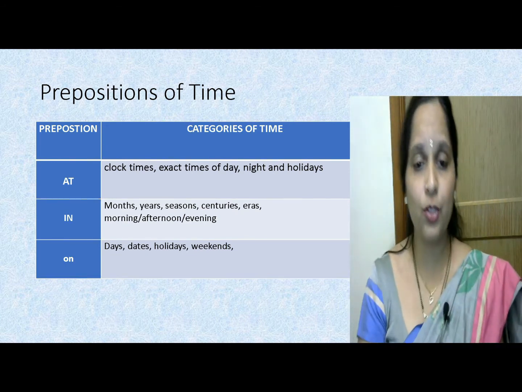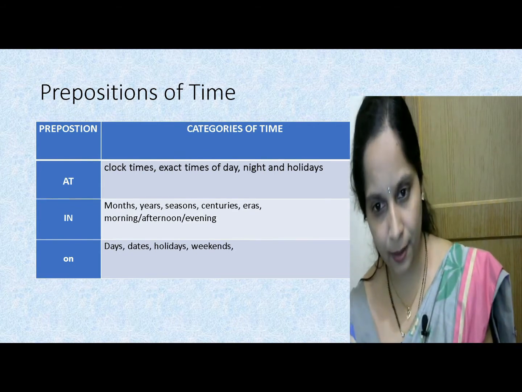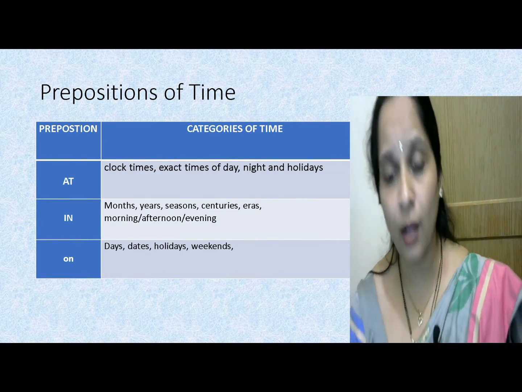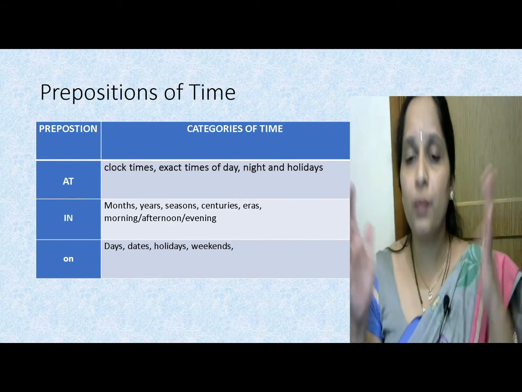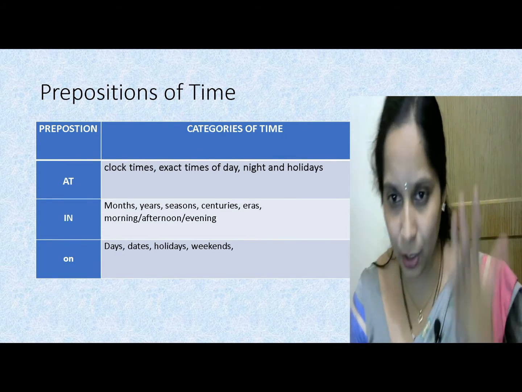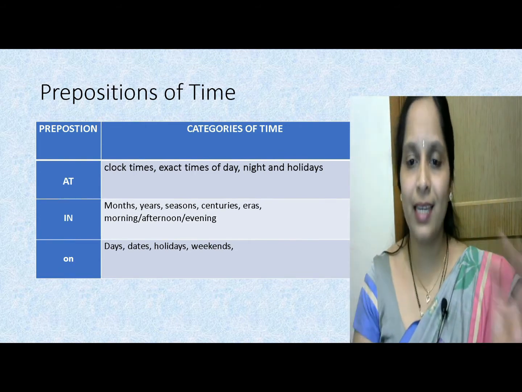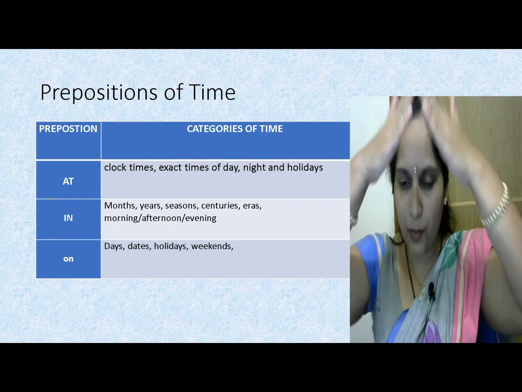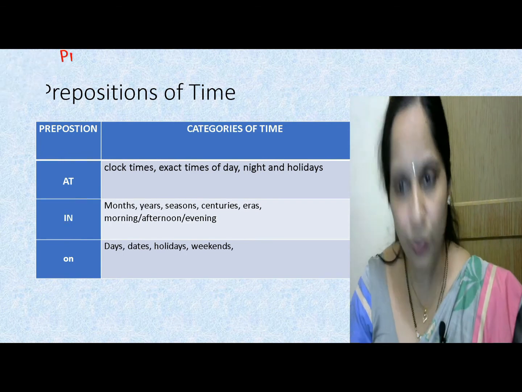Now, when are we supposed to use on? On a Monday, on a weekend, on Kannada Rajyotsava, on a Wednesday, on a Friday, correct? So prepositions of time basically talk about the time in general and the days, dates, holidays, weekends, everything under the broad umbrella of time. So this is your prepositions of time, guys.